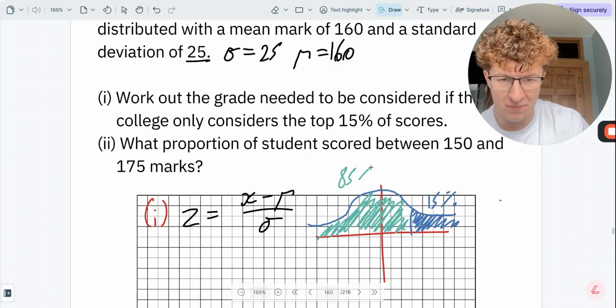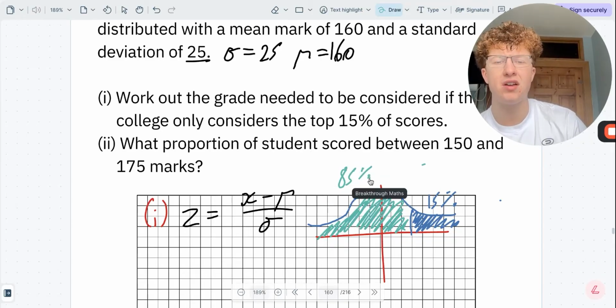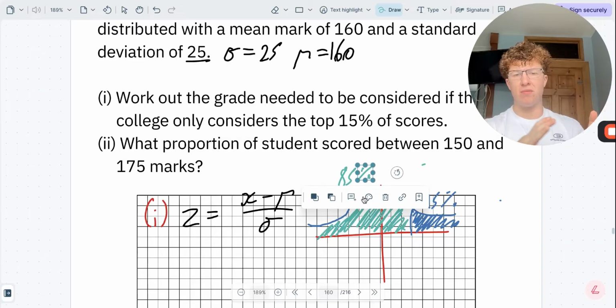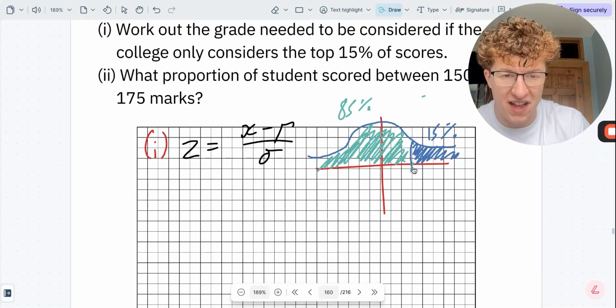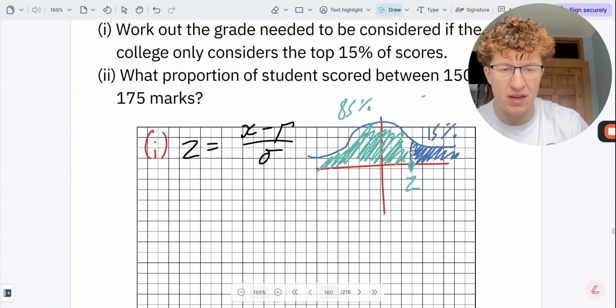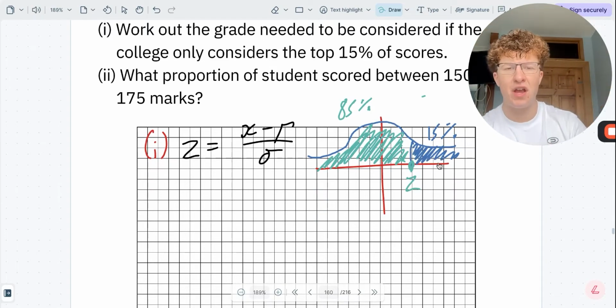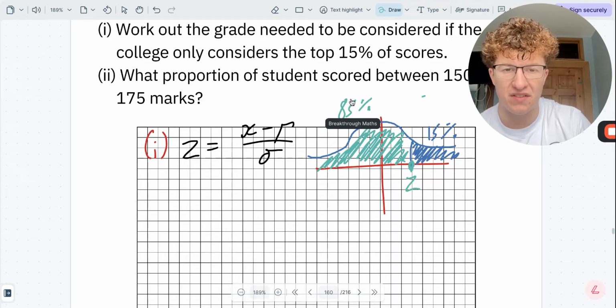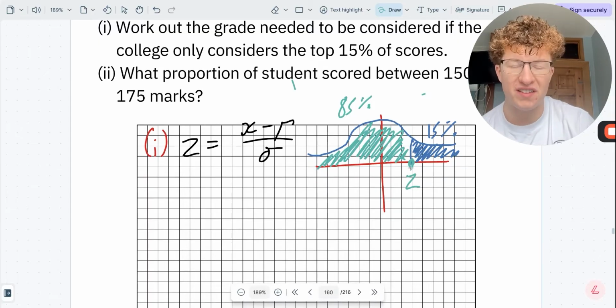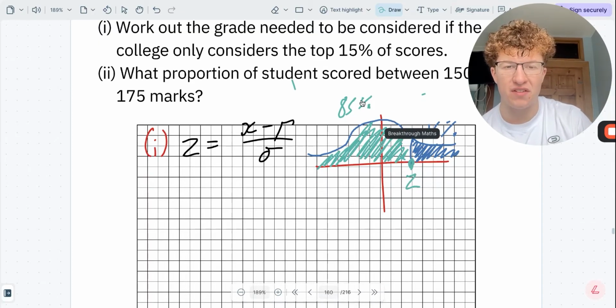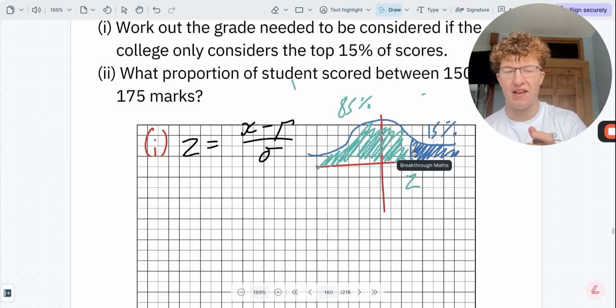to be 85%. Now remember, the log tables read area from left to right. So the value, we actually want to get z in this example. This is the z value here. Because the area reads to the left, we want to find the z value here that will give us 85% of the area to the left of the graph.